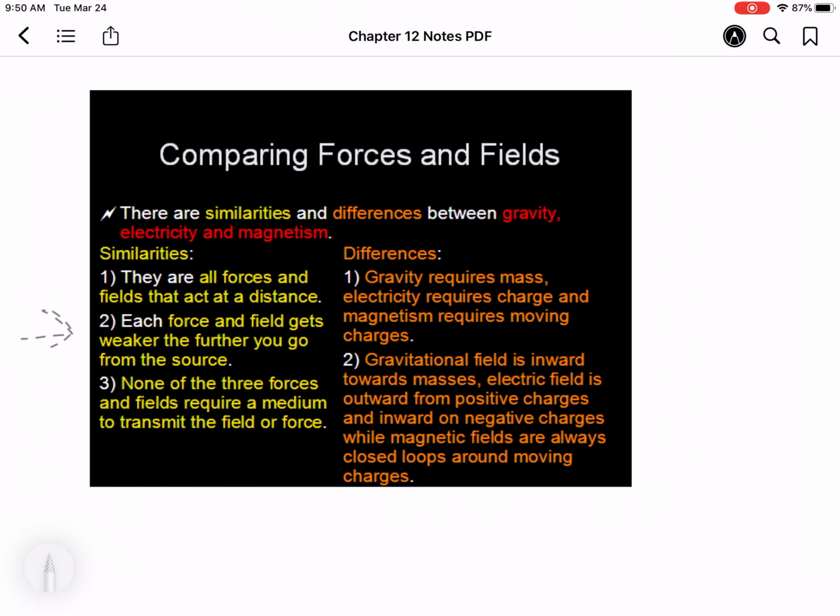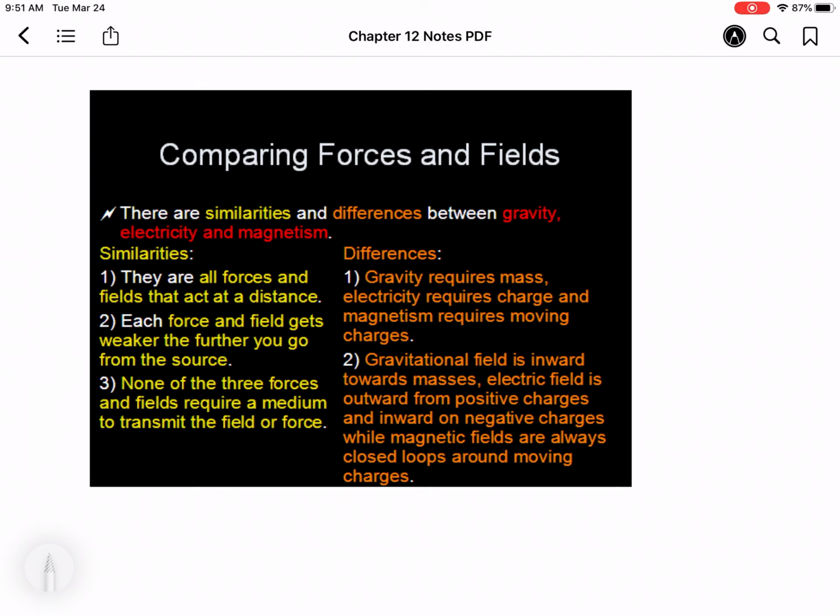Each force and field gets weaker the further you go from the source, right? The farther you get from Earth, the less gravity. The farther you are from a magnet, the less force, and the farther you are from an electric charge, the less electric force you have. And none of the three fields require a medium to transmit the field or force. That's important. I don't need to have air in order for gravity to happen. I don't have to have anything between two magnets. It can just be empty space, and I can still have a force.